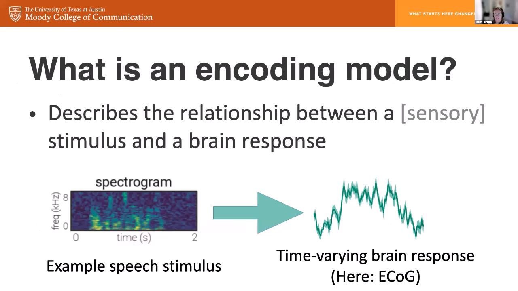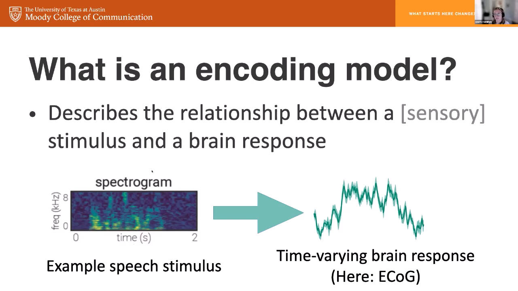So what this does is it describes the relationship between some stimulus. In this case, I'm using a sensory stimulus, an auditory stimulus, but I put this in brackets because it could be kind of a lot of different things. It could actually be other different emotional events, could be visual events, but let's say sensory stimulus and the relationship between that and a brain response.